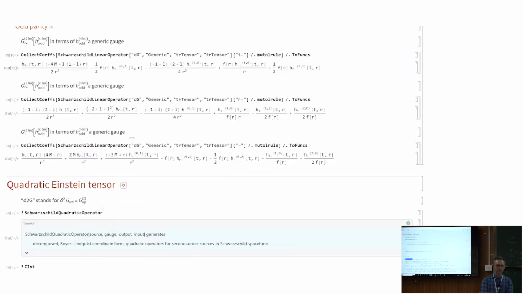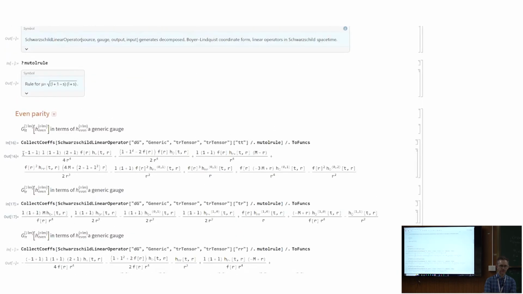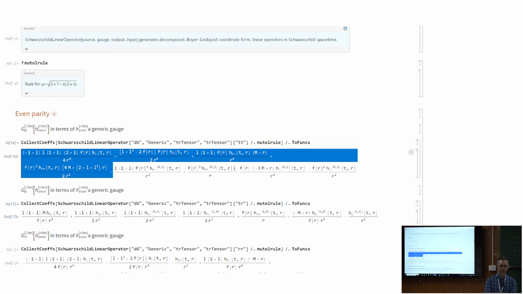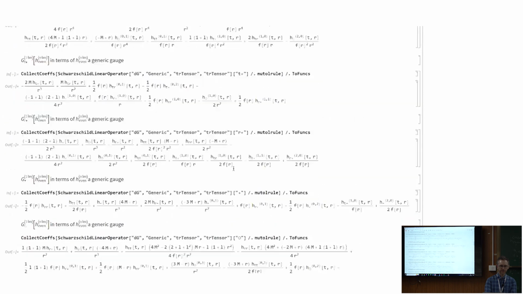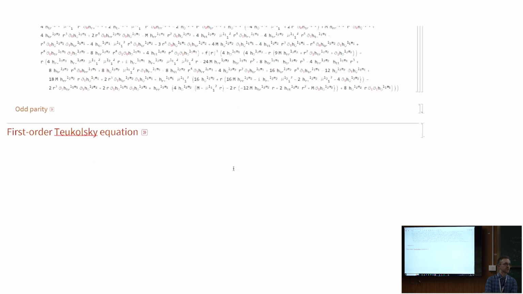So just for comparison, let's scroll back up. This was what we had at first order, this whole two-line expression. This is what we have at second order. So it's much worse. And then you need to sum over an infinite number of modes, products of infinitely many modes.